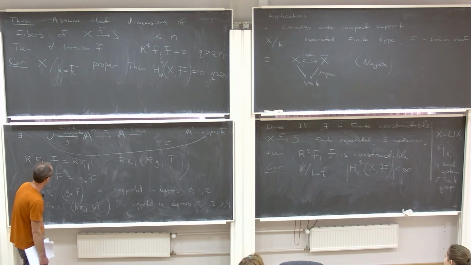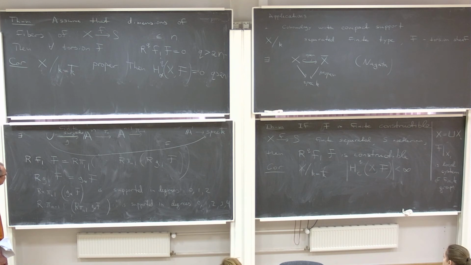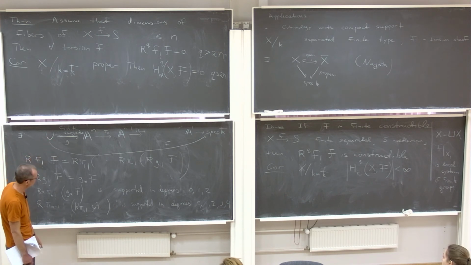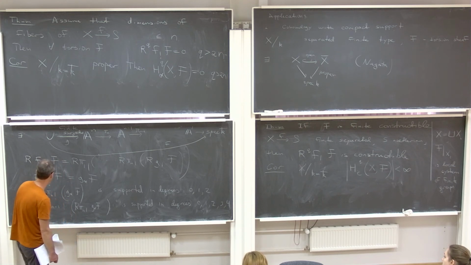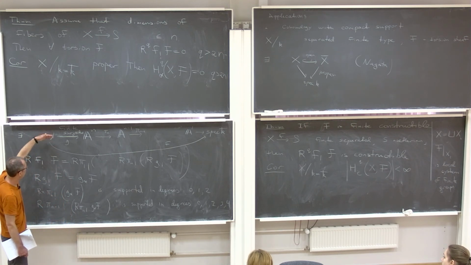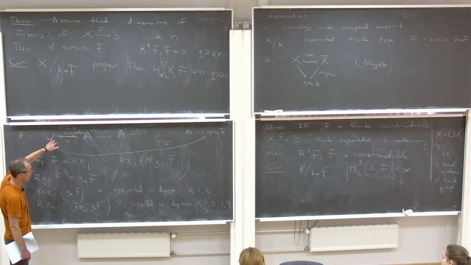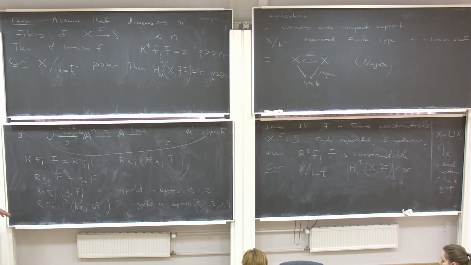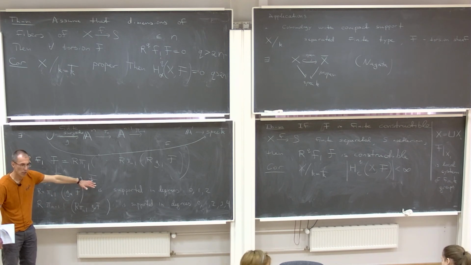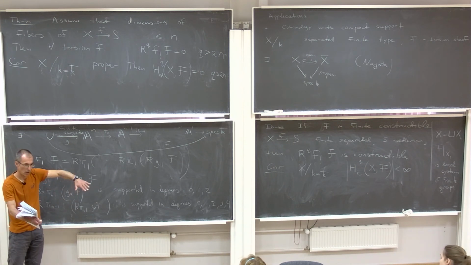Which is very good, but I will not prove it. So the idea is to use a similar strategy. You reduce it to the case when X is affine. You may use Noether normalization as here. And then that's still okay. And this is constructible because this is a finite morphism.